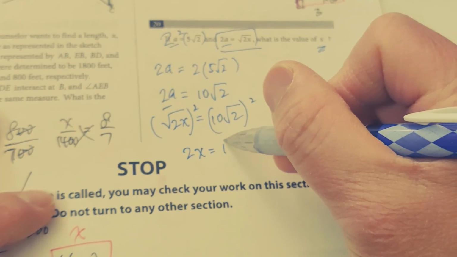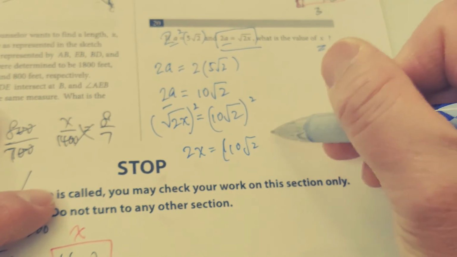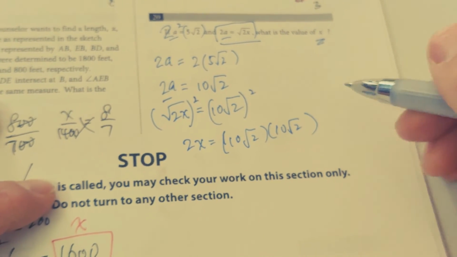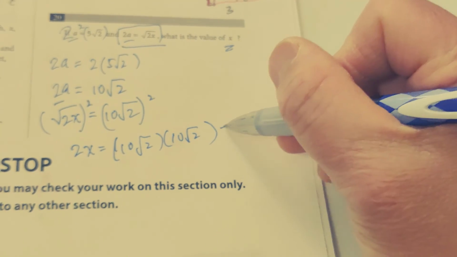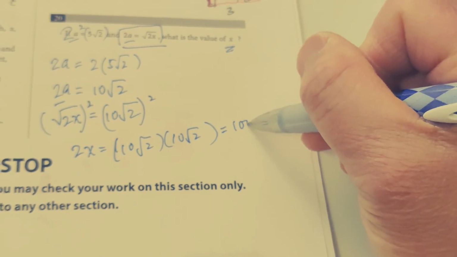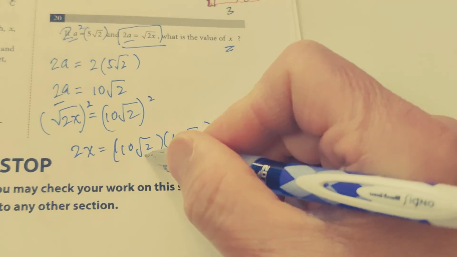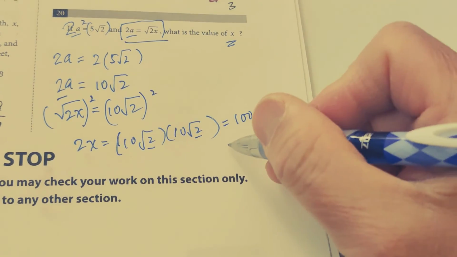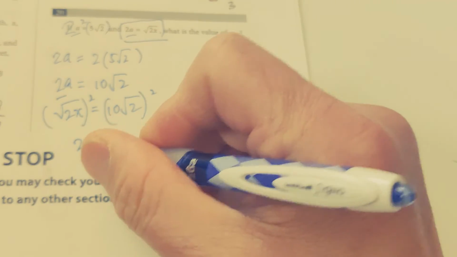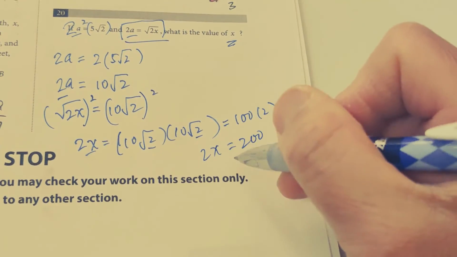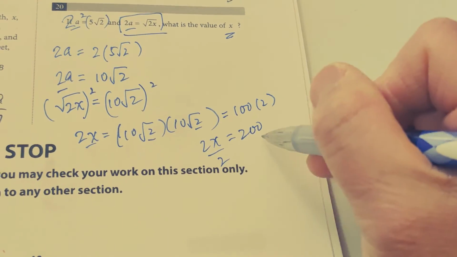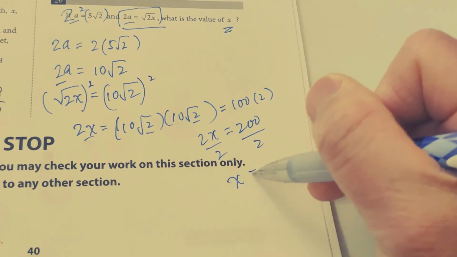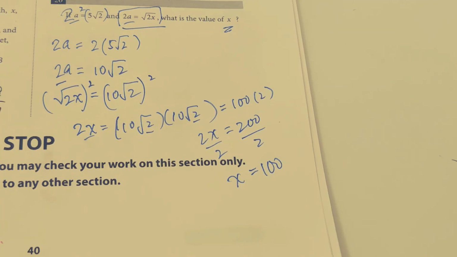Okay, I'm going to do it slowly, right? 10 times radical 2, 10 times radical 2. That will give you 100 times 2. Radical 2 times radical 2 will be the 2 itself. Okay, 100 times 2 will be 200, and the 200 is the 2x. So the next thing is, finally, we can just divide both sides by 2 to get the value of x, which is 100. x is 100.